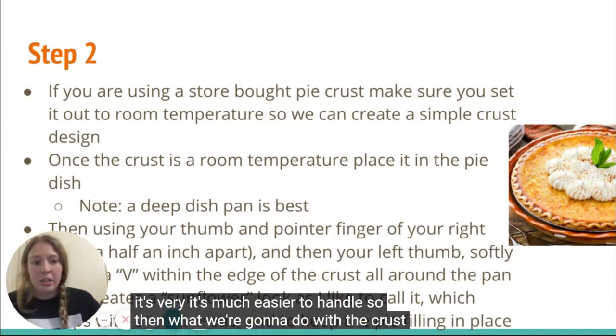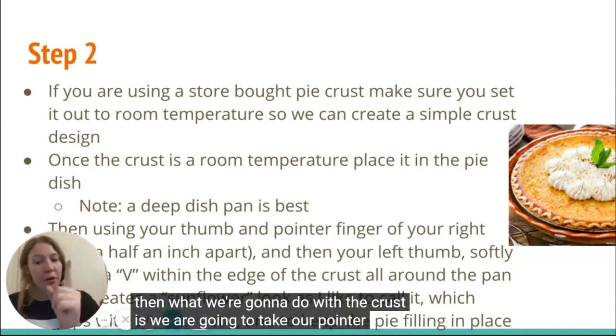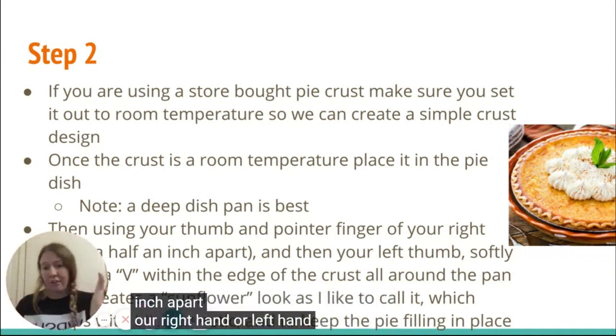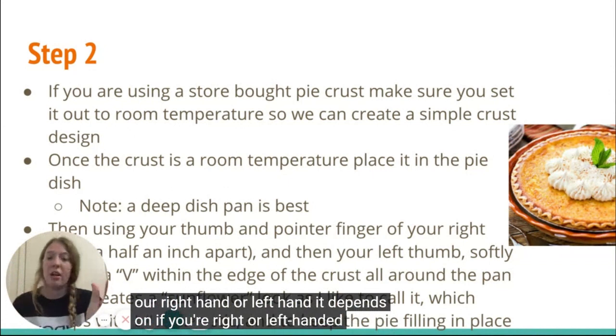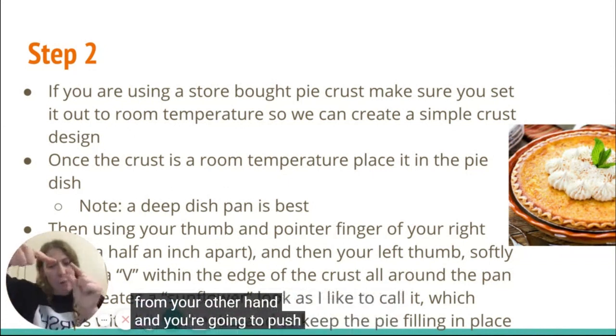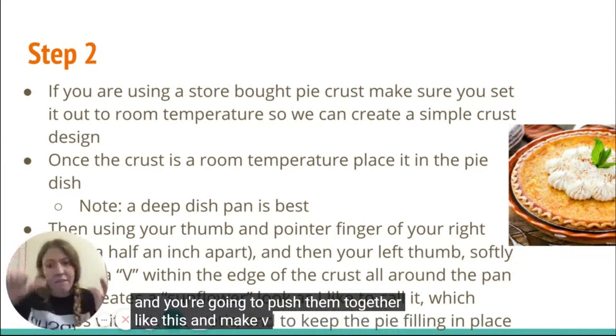So then what we're going to do with the crust is take our pointer finger and our thumb, put them about an inch apart on our right hand or left hand, depending on if you're right or left-handed. And then you're going to take your thumb from your other hand and push them together like this and make V shapes.